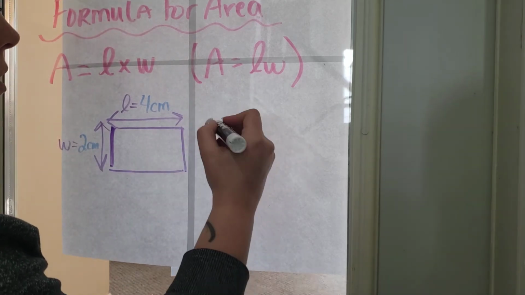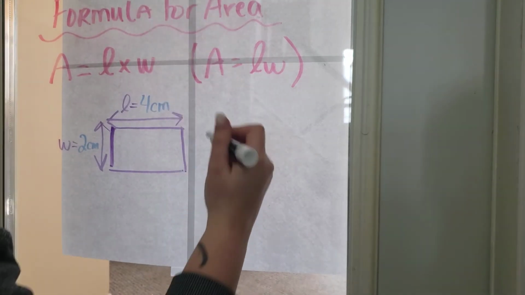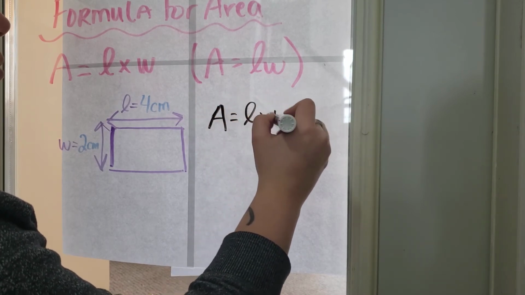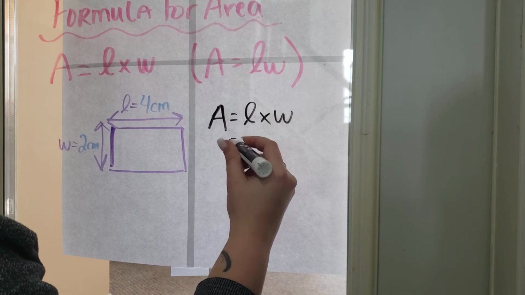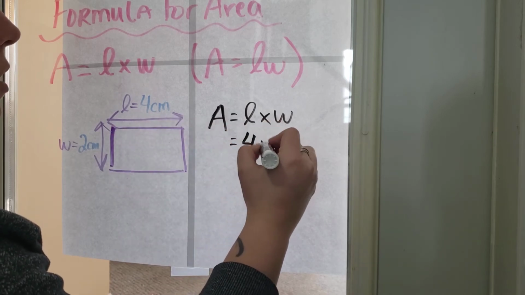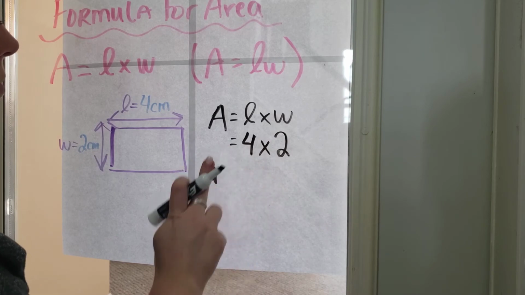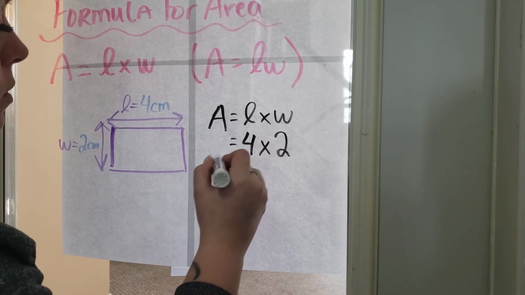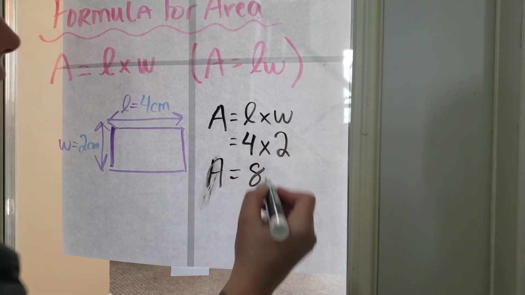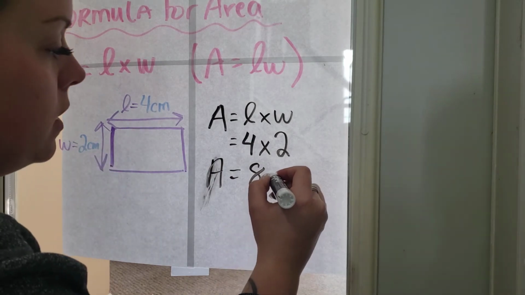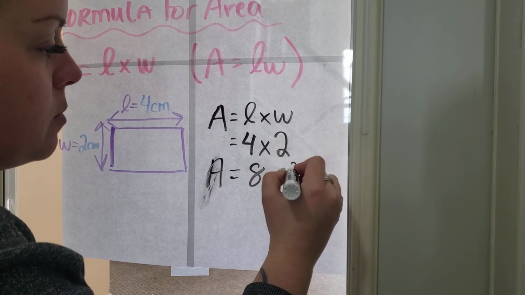So you'd write your formula on the side. Remember to keep everything moving downward. So let's do area equals length times width. Area equals length is 4 centimeters, width is 2 centimeters. It doesn't matter if it's uppercase or lowercase. Area equals 8. And then we have to make sure we're including our units. This is where squared comes in.